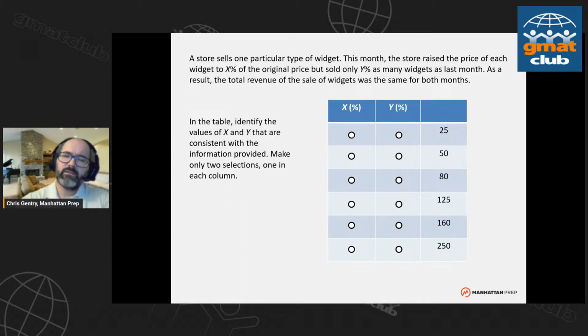What I'd like to ask, and respond as concisely as you can in the chat, how do we know that X cannot be 25, 50, or 80? And how do we know that Y cannot be 125, 160, or 250? I'd love to see responses to that in the chat if you have them.